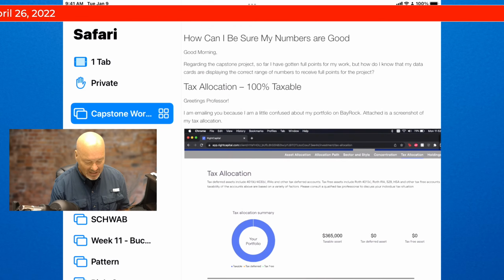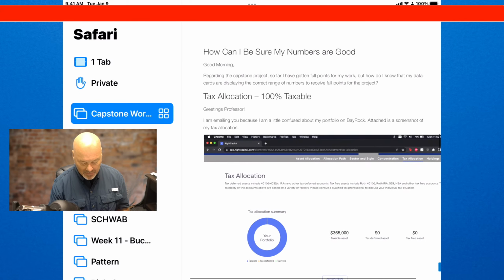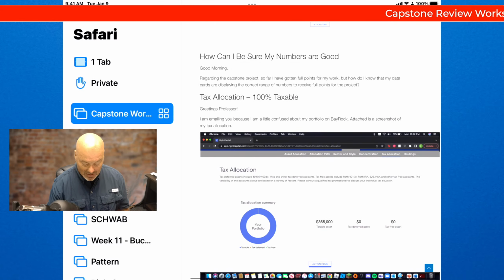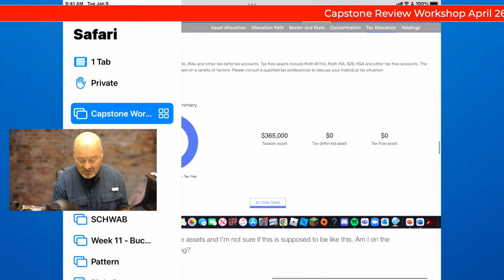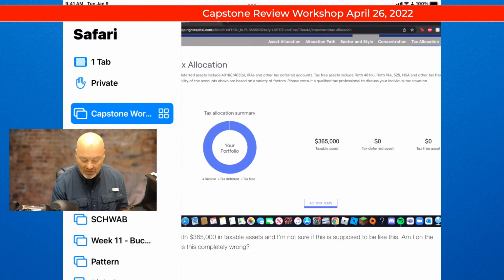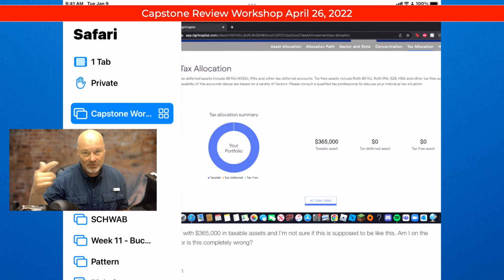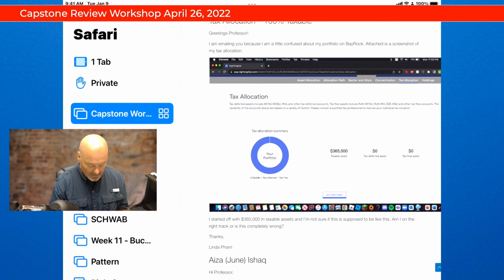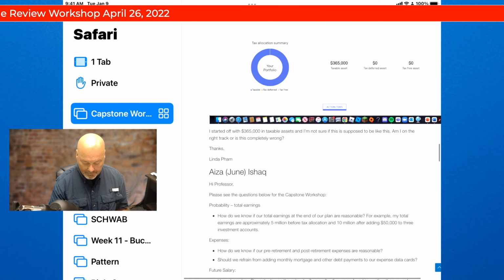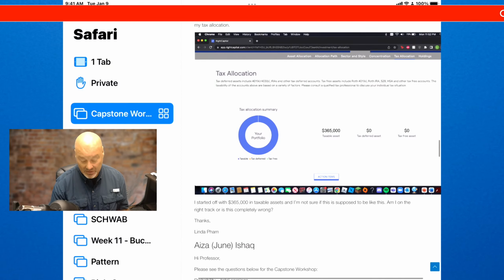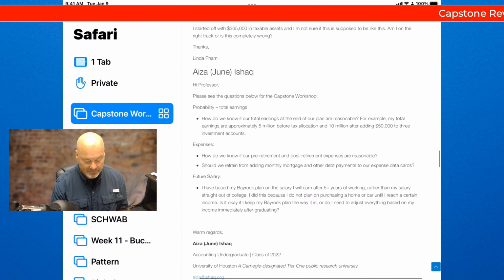So this question had to do with I'm a little confused about my portfolio. Attached as a screenshot. So again, this asset allocation, there's nothing in tax deferred, nothing in tax free. So you need to go back to your investment accounts and you need to do some work there. Yeah, no, it's not correct though. Okay, so this will get you deductions on the capstone. So you need to fix that.